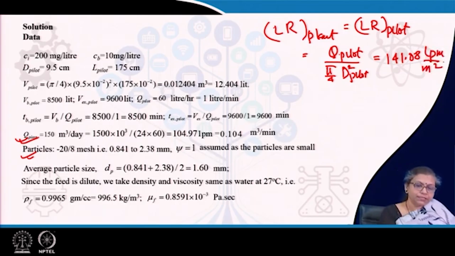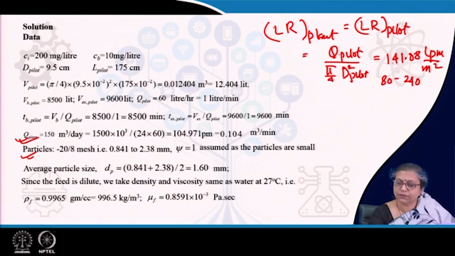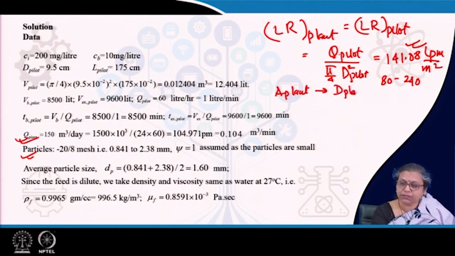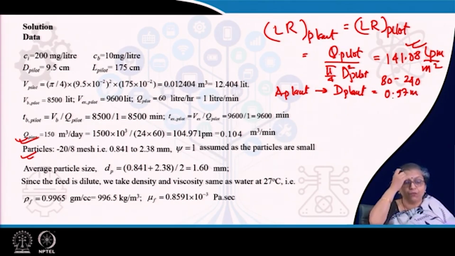If you recall the limits that I had placed, the limit was between 80 to 240. So, therefore, this limit is fine. Now, we would like to keep this LR for our case. So, if we want to keep this LR, from there we can find out the A plant. From the A plant, we can find out the D plant, right. We know the Q plant, we know the LR plant. So, therefore, we can find out the D plant. In this particular case, we found that the D plant we had obtained as say 0.97 meters, which we will be taking as 1 meter.